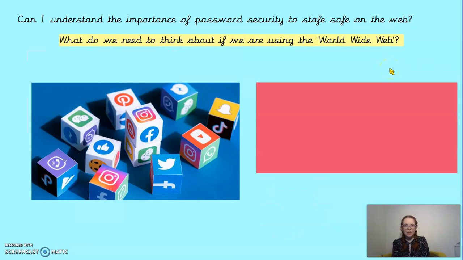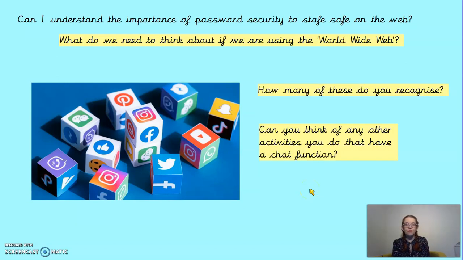Okay, have a look at this picture. Do you recognise any of these logos? Do you use some of the apps that these are linked to? I know that a few of you have mentioned a couple of them to me. But the real question is, what do we need to think about when we're using these apps? And how can we make sure that we are being safe?